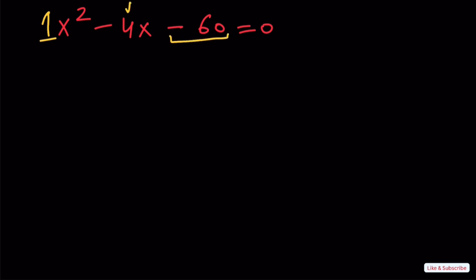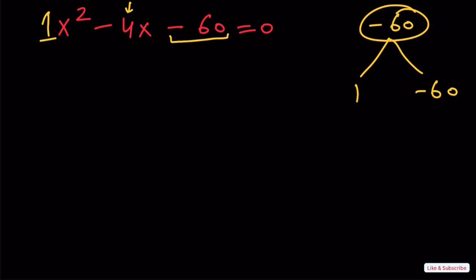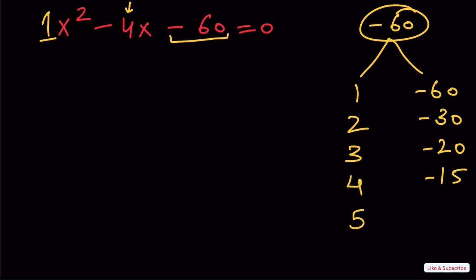Let's take one more example. It is x squared minus 4x minus 60 equals 0. We can see that the leading coefficient is 1. Now we need to find two factors of negative 60 so as to get negative 4 when you add them. Now what are the two factors of negative 60? 1 and negative 60. 2 times negative 30. 3 times negative 20. 4 times negative 15. 5 times negative 12. 6 times negative 10. These are all the possible factors.